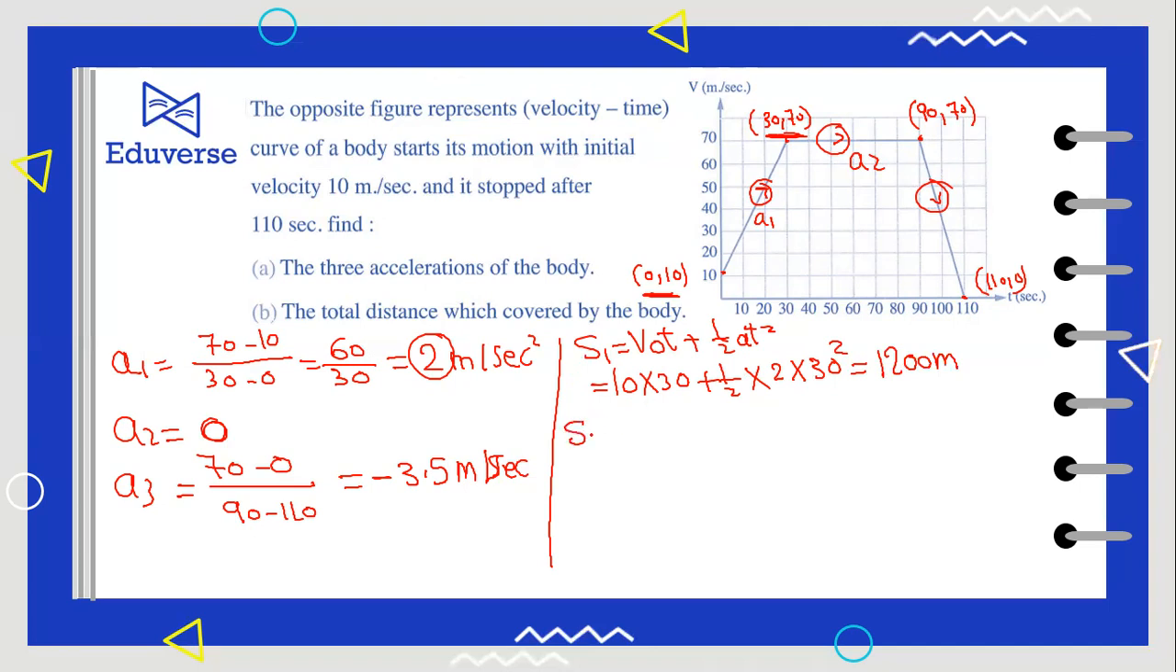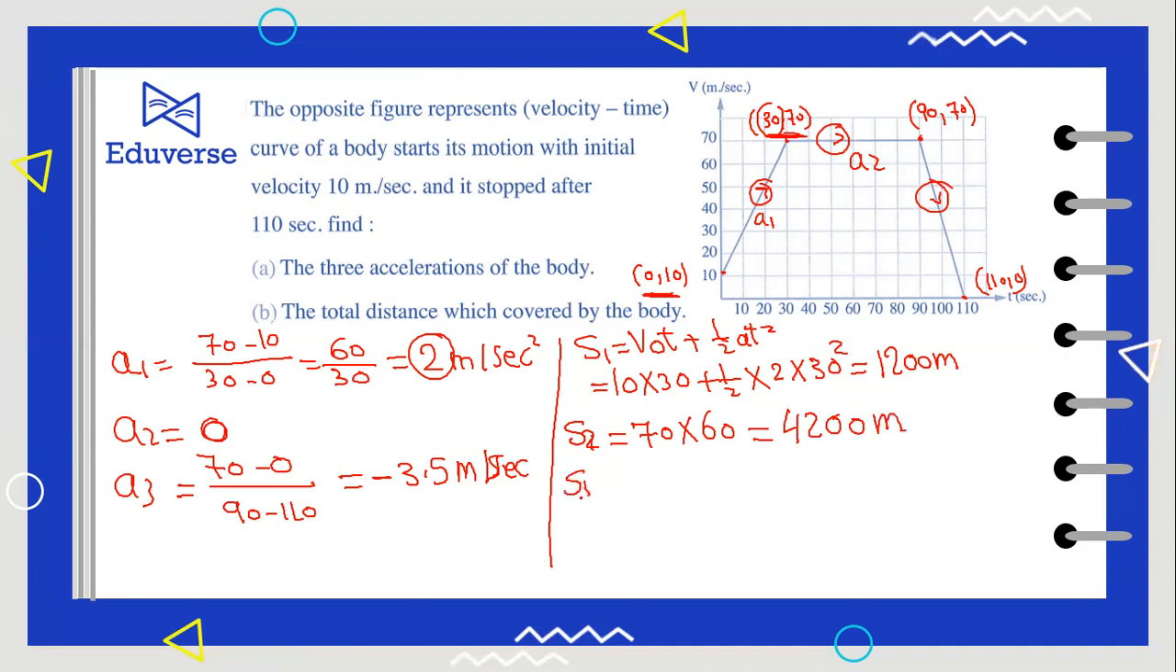Stage number 2 is a constant or uniform velocity. Then the distance here is velocity multiplied by time. Velocity is 70 multiplied by time. At these points, from 30 to 60 to 90, it will be 60. Then the distance here is 4,200 meters.